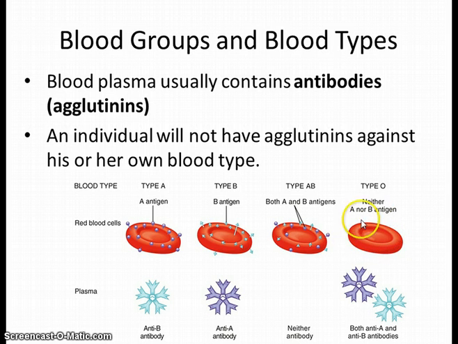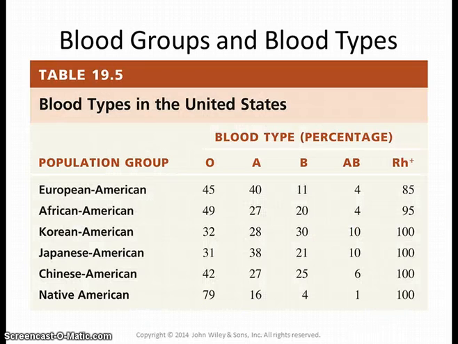So that's why type O is the universal donor. It doesn't have any proteins on the outside. It won't react in anyone's blood. Whereas type AB is the universal recipient because it doesn't have antibodies. It won't attach to any of these red blood cells. So there's a table showing how likely different blood types are based on descent.